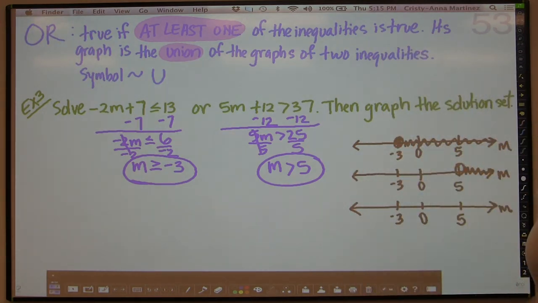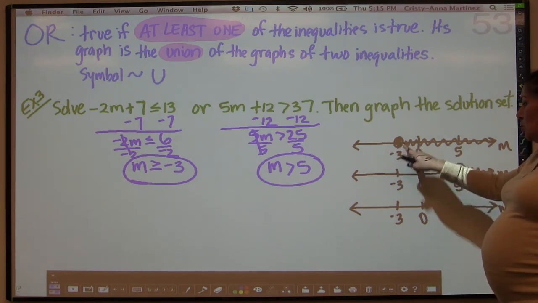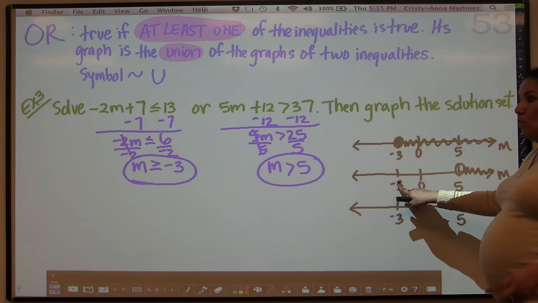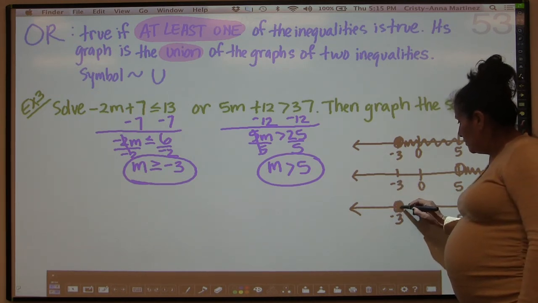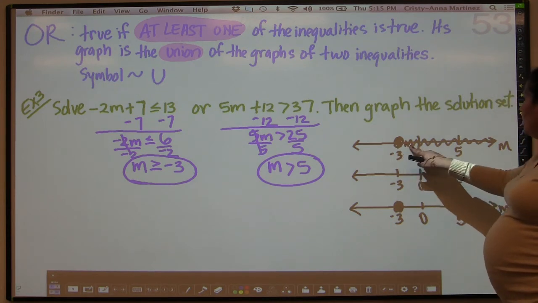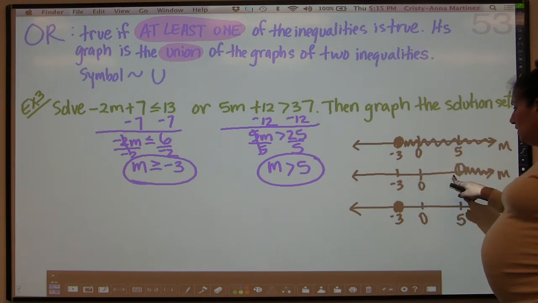So what's happening here is that we want to put them together. Remember that in this case, the solutions are going to be anywhere where at least one of them is true. So at -3, the first inequality is true, but the second is not. But one of them is, so therefore we're going to include it in our final solution. And then all through here, from there through to 5, the first one is true, the second one is not, but we're still going to include it.